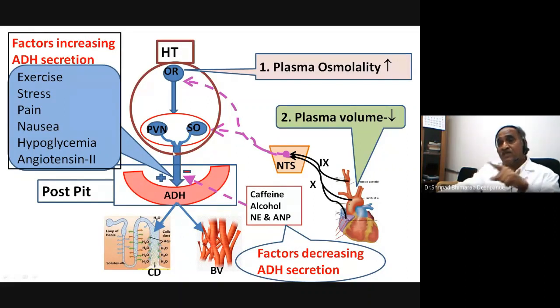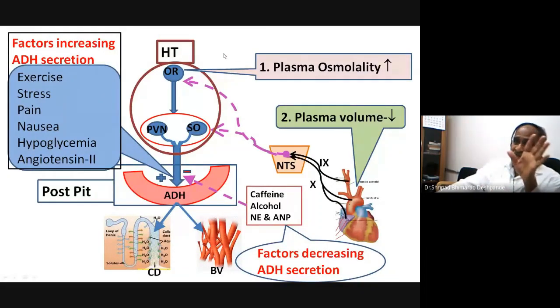So by both these counts, one here, by closing these aquaporin channels, by not allowing them to open by cyclic AMP, and then this one here, both these counts increase the diuresis, that means increased water excretion. Then alcohol inhibits ADH secretion. Norepinephrine: some of these pathways are norepinephrinergic, some are cholinergic pathways. Norepinephrine and atrial natriuretic peptide would suppress the ADH secretion.